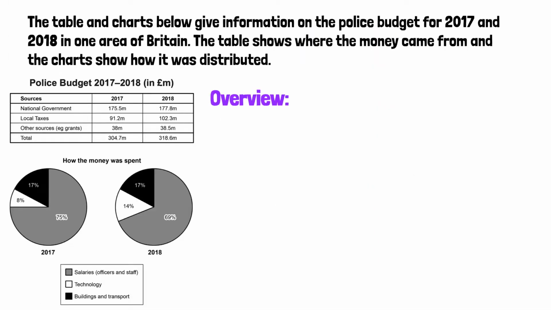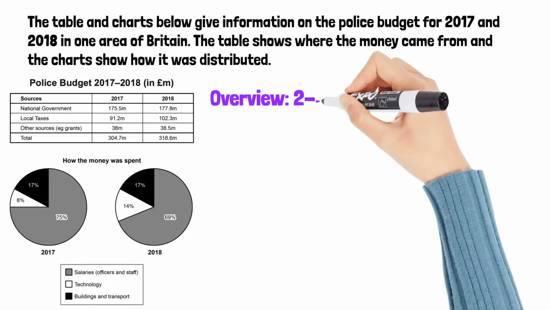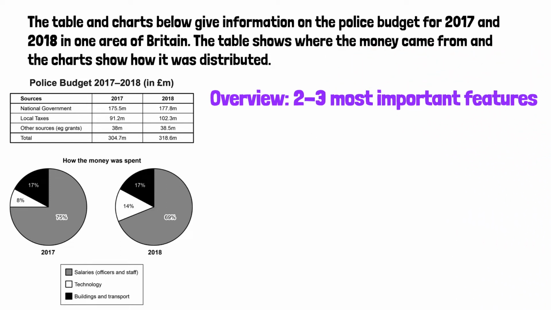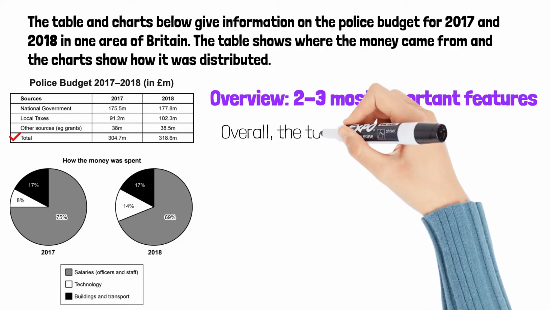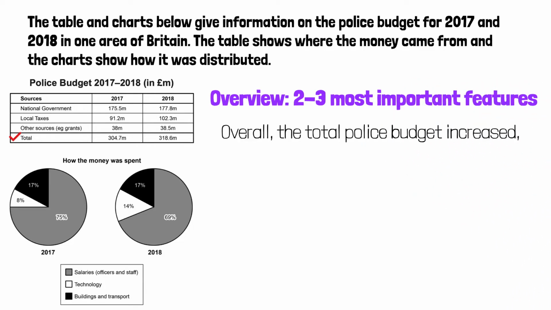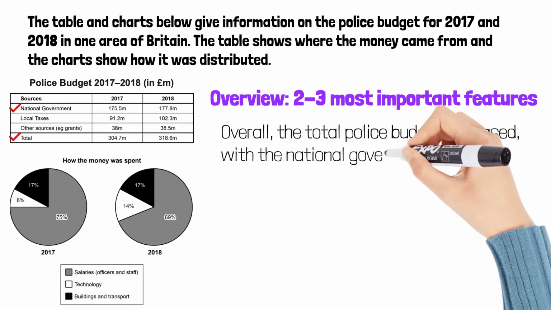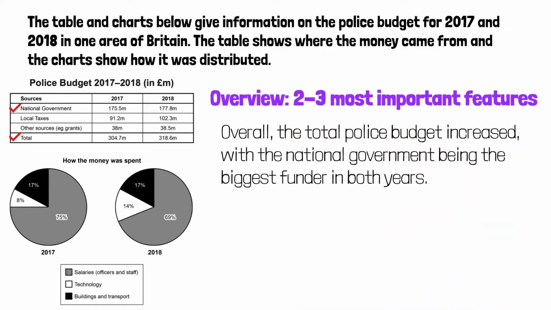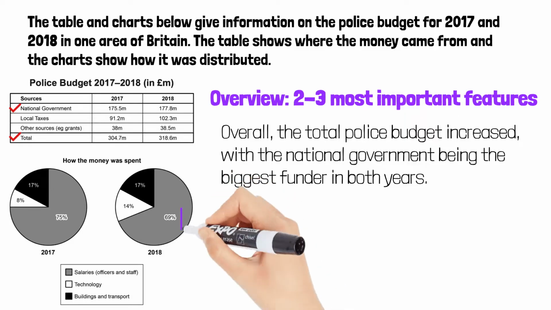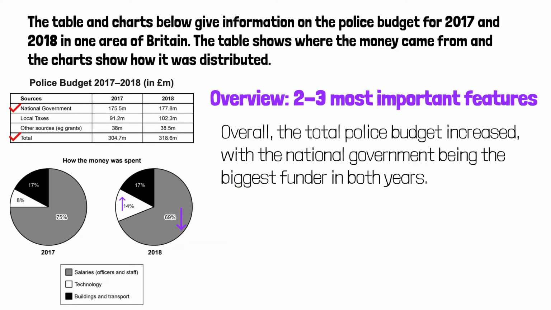Now let's move on to the overview paragraph. We need to pick the 2 to 3 most important features of the chart to include in this paragraph. Obviously, we need to talk about the total budget in the overview. Overall, the total police budget increased. I will also talk about the national government in this paragraph since it was the biggest category of the three, with the national government being the biggest funder in both years. Now the pie charts. When it comes to pie charts, do you think that downward and upward trends are more noticeable than the biggest categories? No, I don't think so.